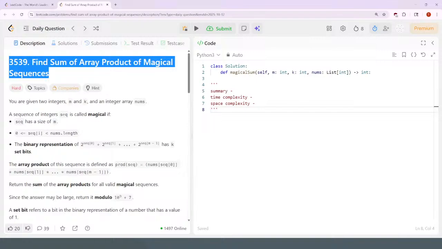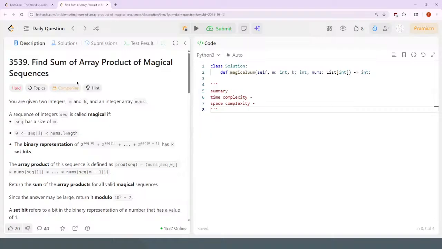Alright, well, it was a good run of 8 days, but apparently today is probably going to be a streak breaker. Hard: find sum of array product of magical sequences.